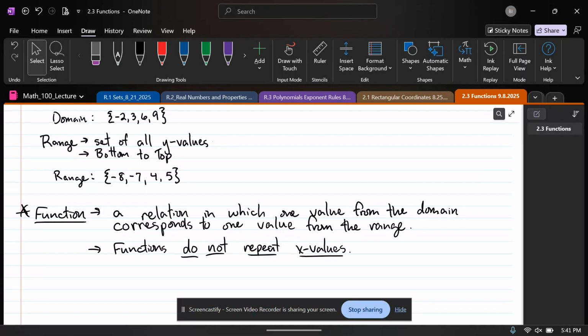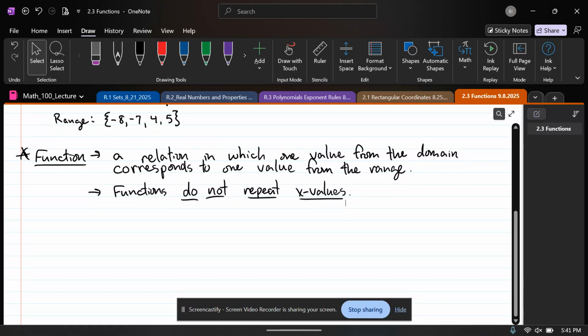Functions don't repeat exes. You can repeat y values. It's okay to have the same feelings. Just don't repeat the x. Right? Usually they're an x for a reason. People are like, "Oh God, does he know me?" I don't. So, all right.